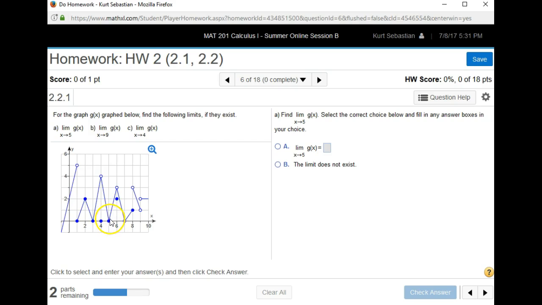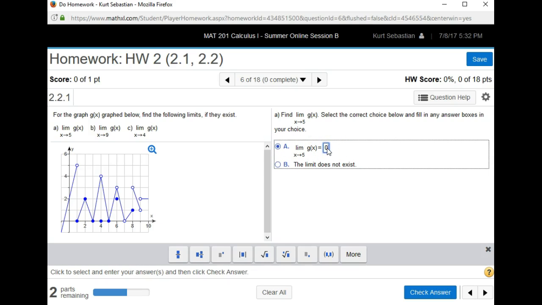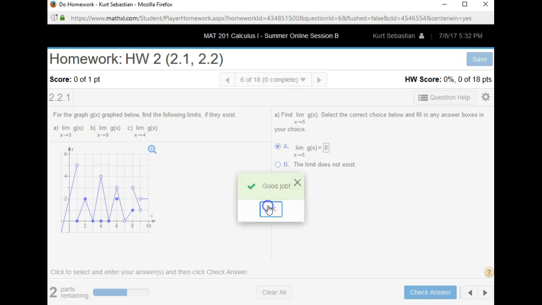So in other words, because the two one-sided limits as x approaches 5 from the left and from the right both have the function g of x approaching 0, the limit of g of x as x approaches 5 is 0. So we're going to go over here, click this, write 0, do check answer, and we got it done.